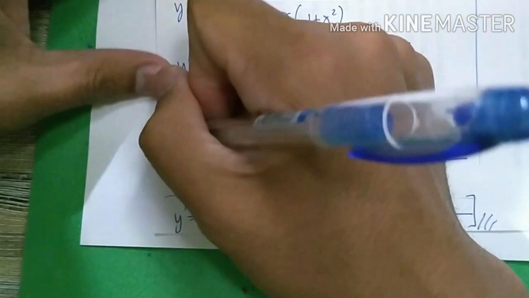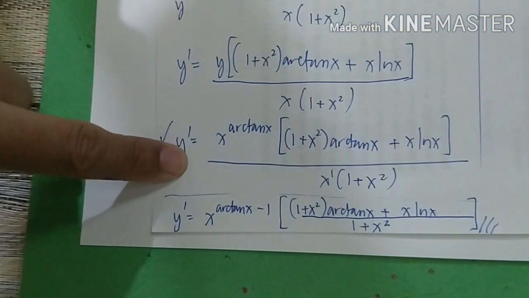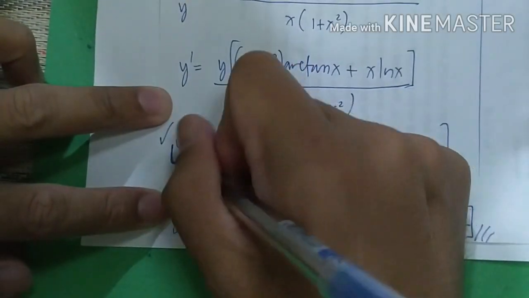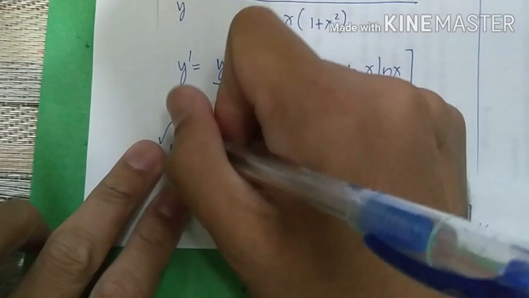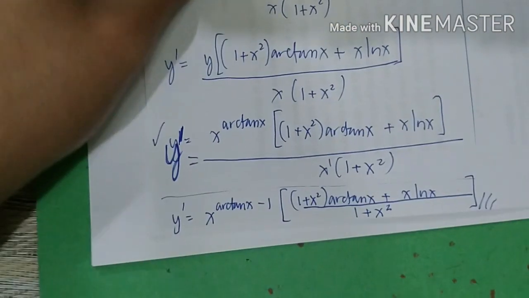Pero pwede na rin ito sa akin. Ayusin na lang tong y sa dapat medyo nakababa lang. So, ganon. Ganyan. Prime yun ha, hindi siya double prime. Y prime is equal to. So, that's our final answer.